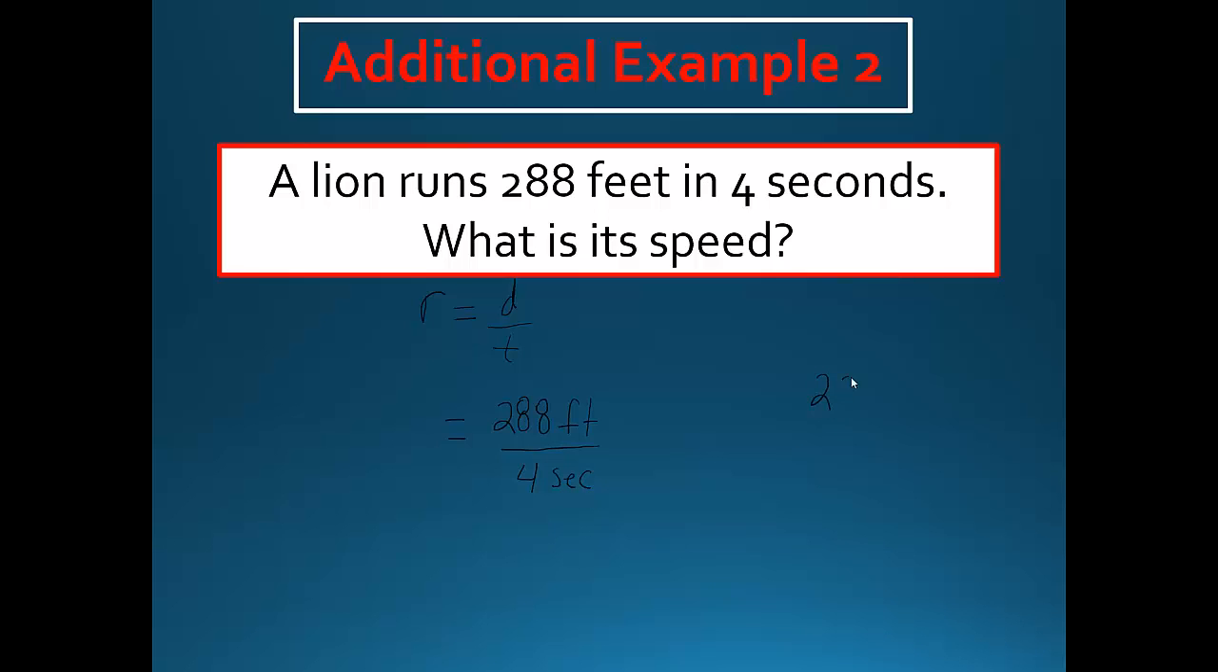So 288 divided by 4. 4 goes into 28 7 times. And 7 times 4 is 28. When we subtract, we get 0, and then we'll bring down our 8. And 4 goes into 8 2 times. 2 times 4 is 8. When we subtract, we get 0. So we get that the speed is 72 feet per second.